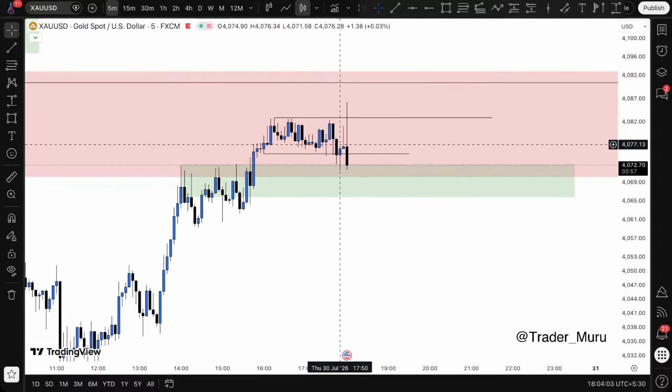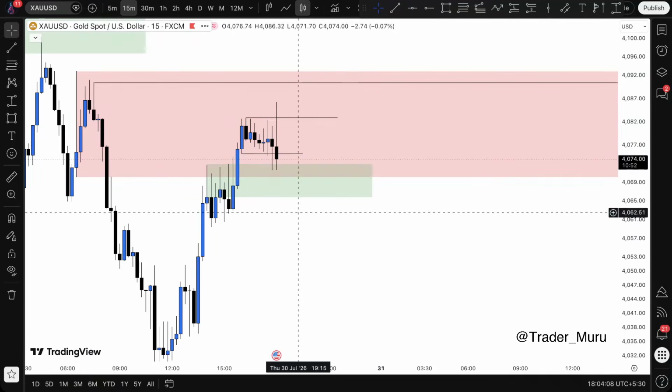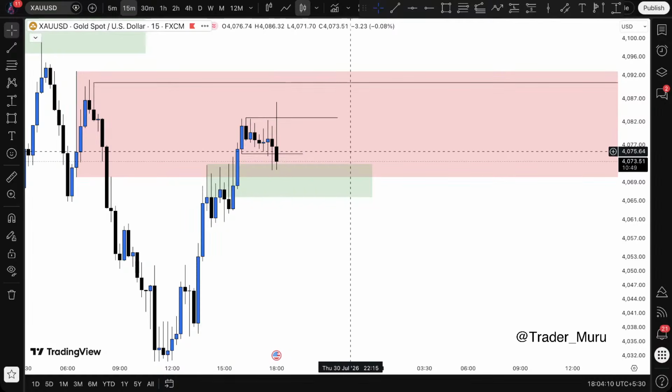Initial bearish move, we need a 15-minute candle closing below it, then we can start shorting, otherwise it is still bullish.